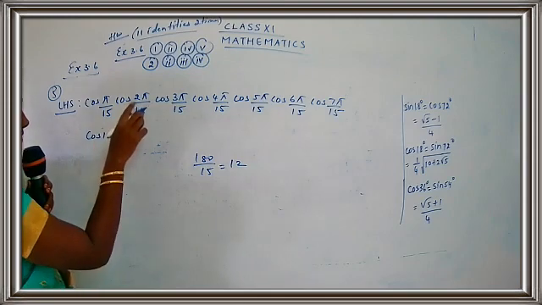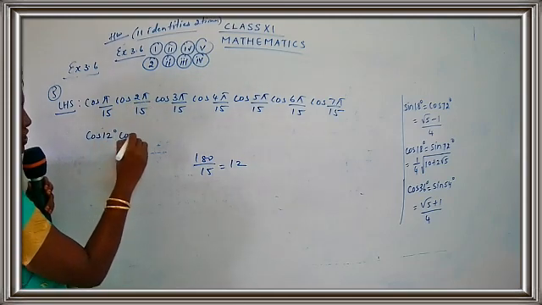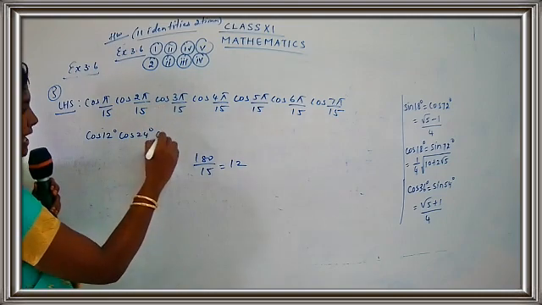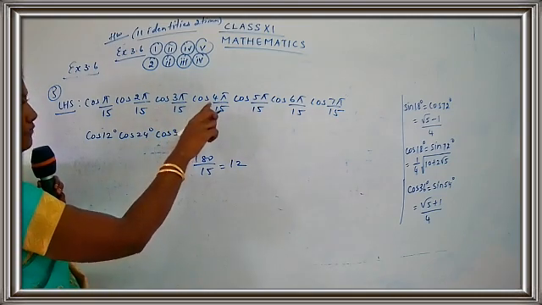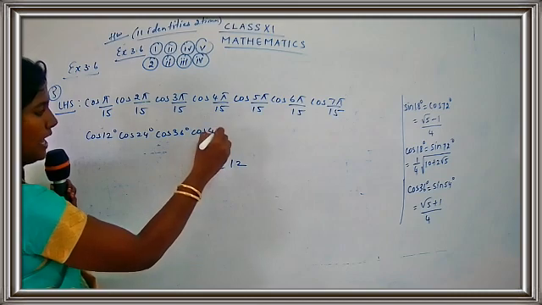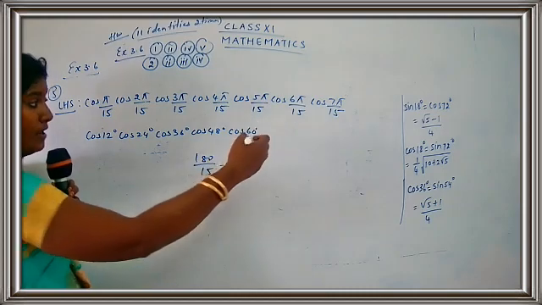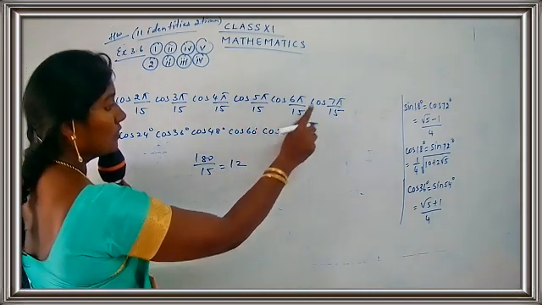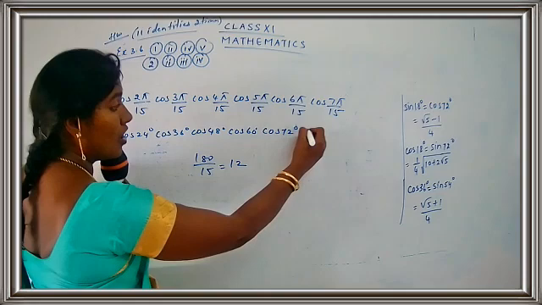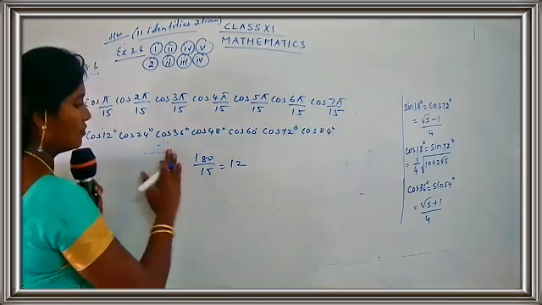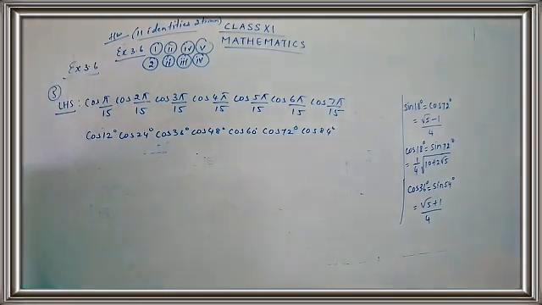So what do you have here? Cos 12 degree. This is 2 into 12, so cos 24. 3 into 12, cos 36. 4 into 12, cos 48. 5 into 12, cos 60. 6 into 12, cos 72. 7 into 12, what is that? Cos 84 degrees. So we have just changed the radians into degrees. So what do I get here? Cos 12, cos 24, cos 36, cos 48, cos 60, cos 72, cos 84.